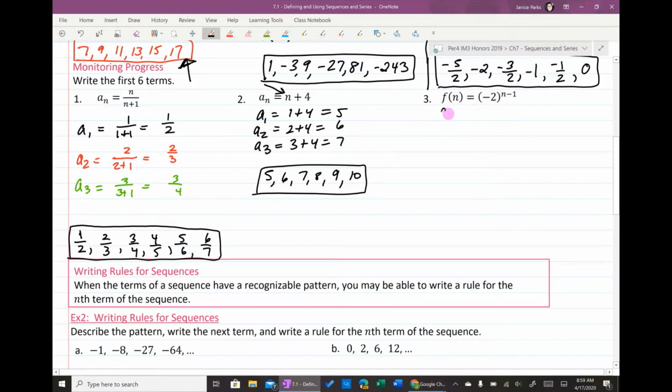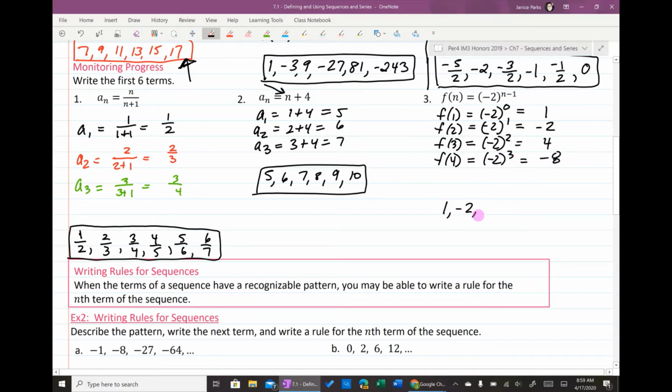For number 3, we have the first term, which is -2 times 1 minus 1. For the second one, we have -2 times 2 minus 1. For the third term, we have -2 times 3 minus 1. And for the fourth term, you have -2 times 4 minus 1. And hopefully you can see the pattern. They're multiplying by -2. So 4, -8, positive 16, and negative 32.